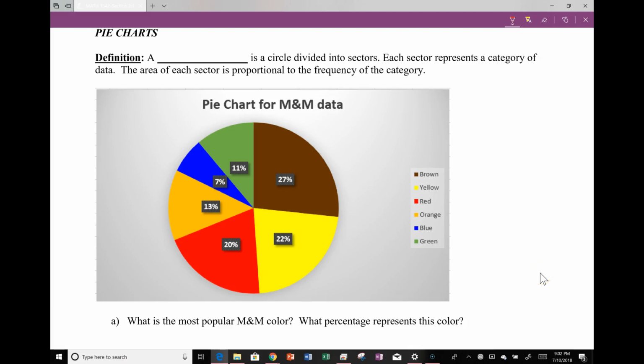I would like to continue working with qualitative data, that categorical data. Another graphical representation of qualitative data are pie charts, or pie graphs, however you would like to mention them. This divides the circle into different sectors or areas based on the proportion to the frequency.